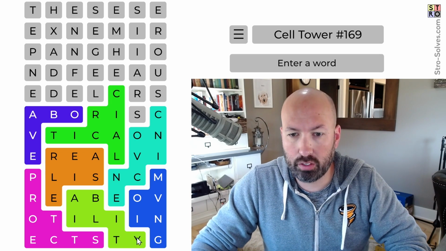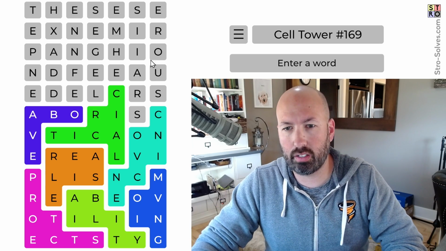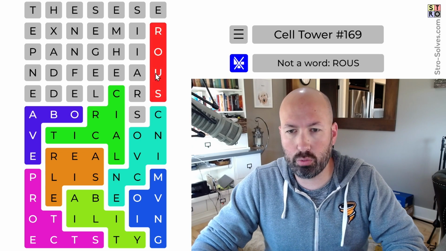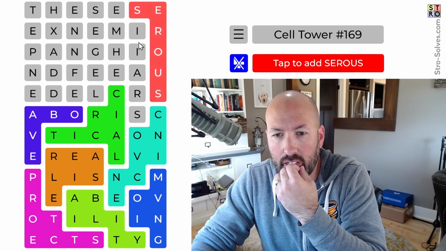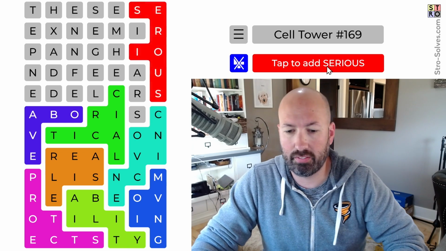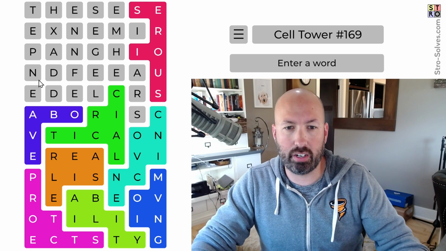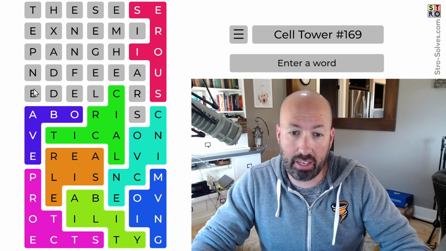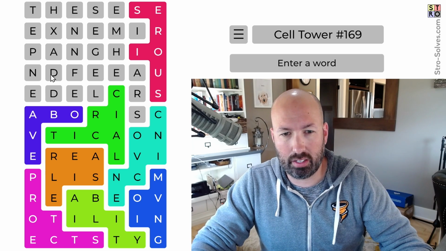critical, and ROUS, rodent of unusual size, serious. ROUSs are seriously dangerous in the fire swamp. Panda, no. Pain, maybe. It's a thing.